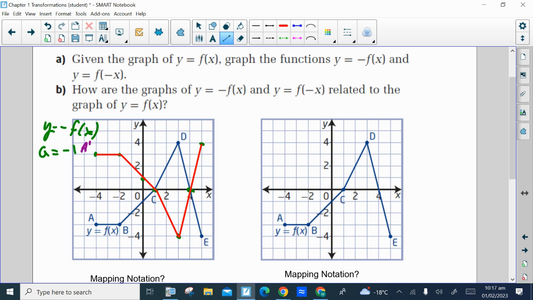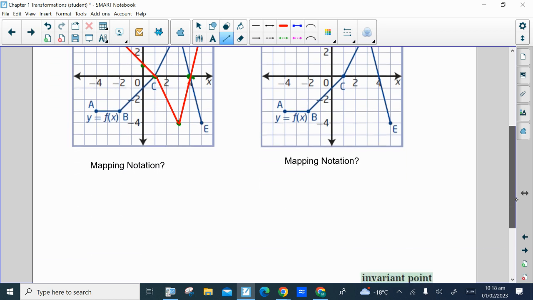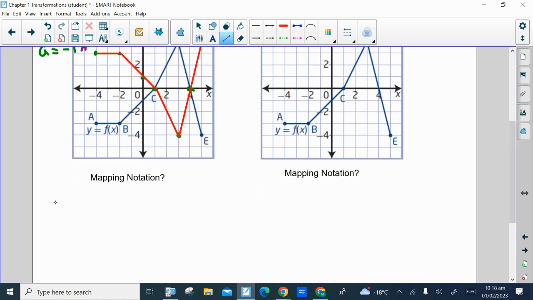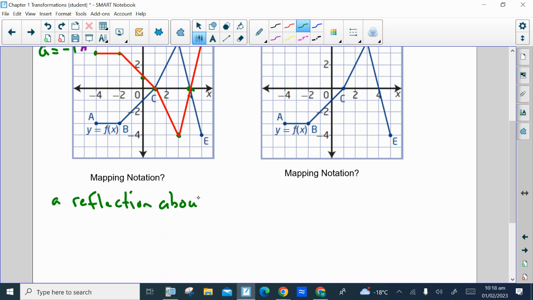And in part B, it says, how are the graphs related? So for this first one, we would say there is a reflection about or around or across the x-axis.